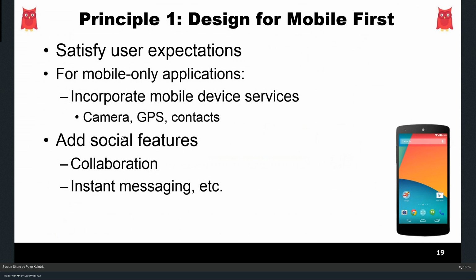If you do have a mobile-only application, then you can incorporate the services on the device, like the camera, the GPS, the contacts, accelerometer, wild things that are included with the phone, which you wouldn't be able to do if you're supporting both mobile and desktop. But if it's only mobile, then you have additional features that you could tap into. Adding social features these days is important for collaboration, instant messaging. These are things that users are kind of interested in and also accustomed to.